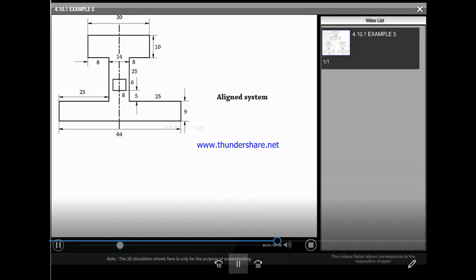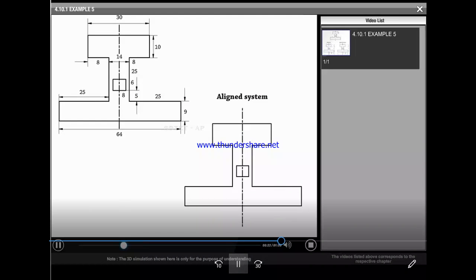Aligned system. The dimensions are to be printed neatly as per the norm. All the dimensions are to be shown externally. Represent the dimensions in an aligned manner.